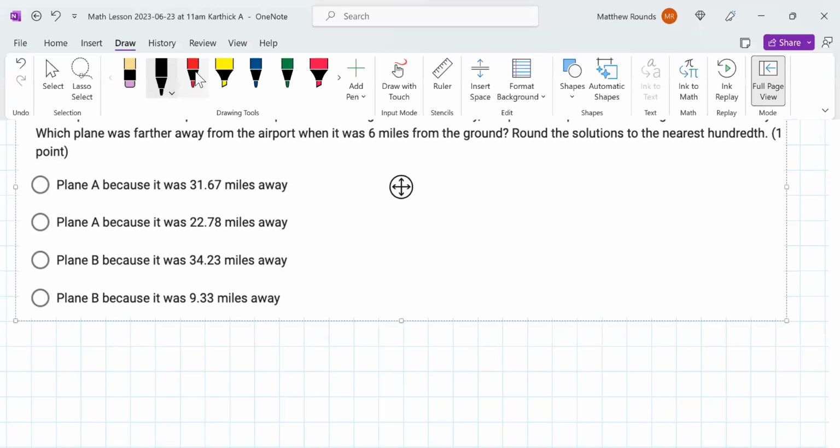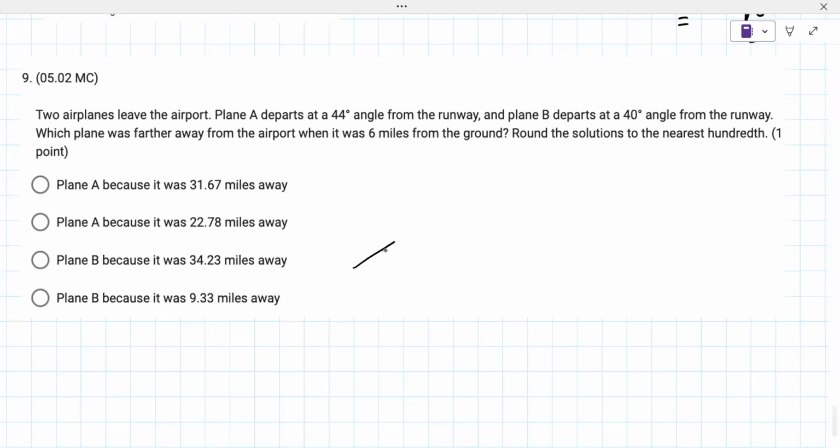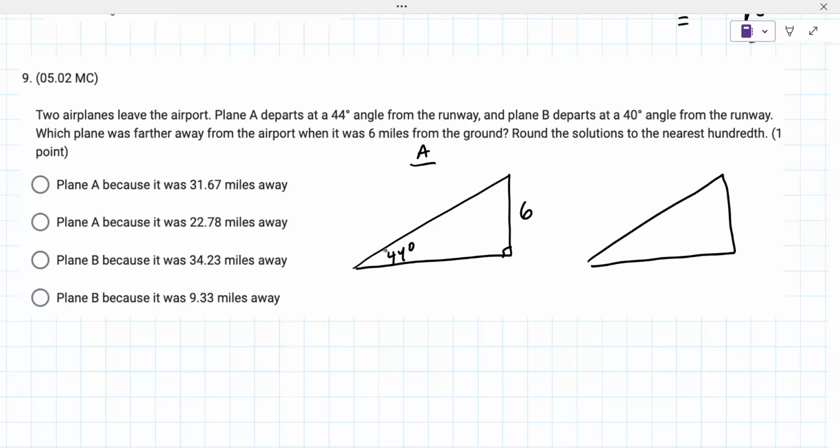So there's two triangles to draw here. The first one is for plane A. 6 miles from the ground is that distance, the height, and then that's 44 degrees. And then the other triangle for B is 40 degrees, and it's also 6 miles.